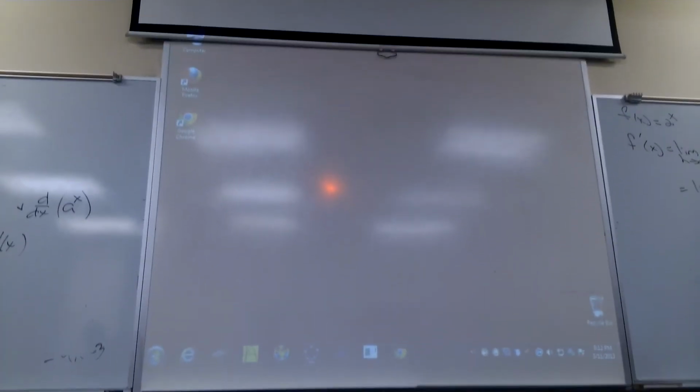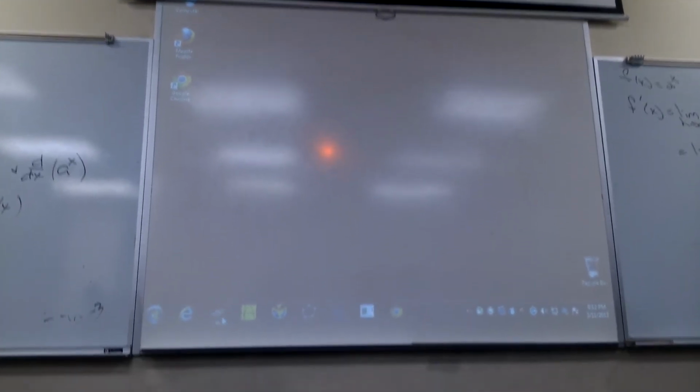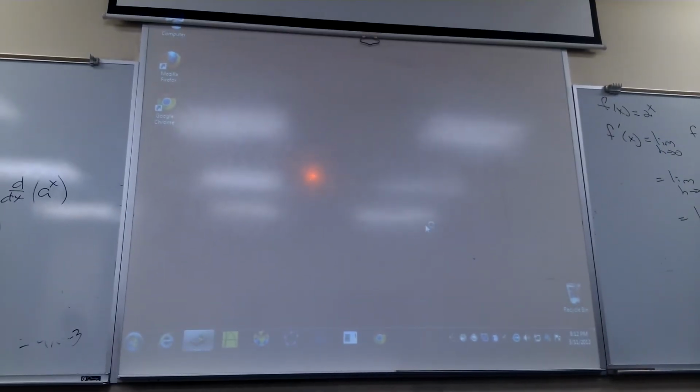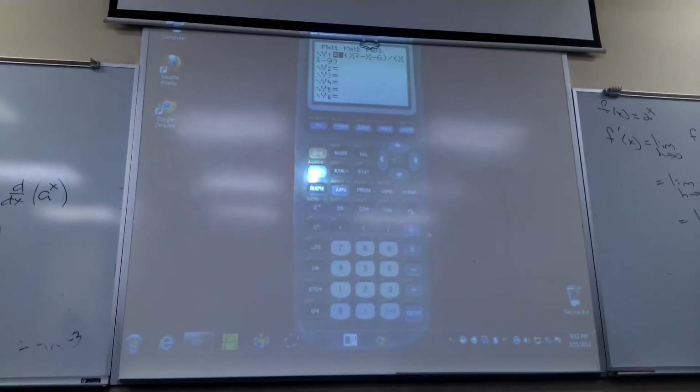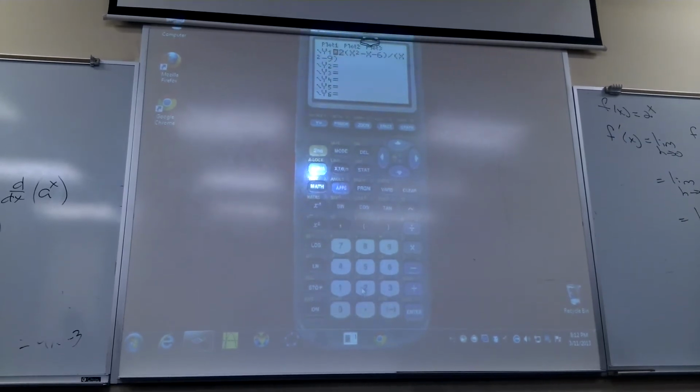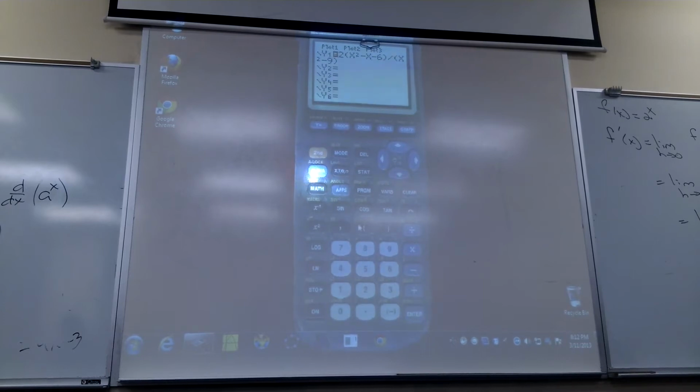So if I pull out my nifty calculator, and I type in my y equals 2 to the x minus 1, all divided by my x. Okay, I'm using x instead of h's. Same thing, isn't it?